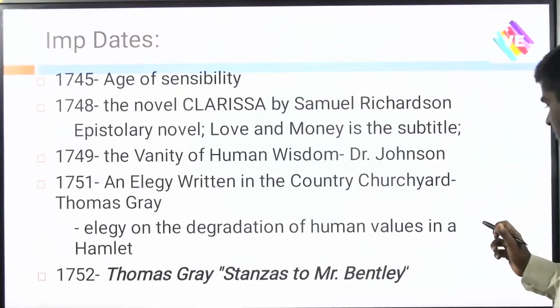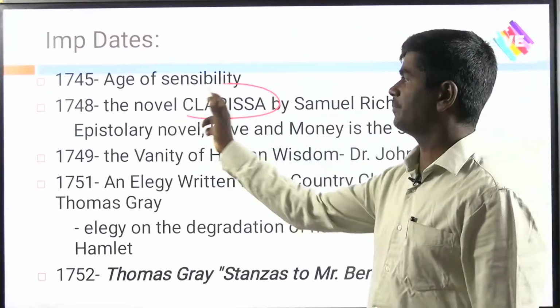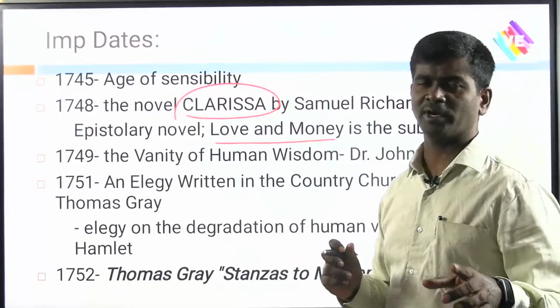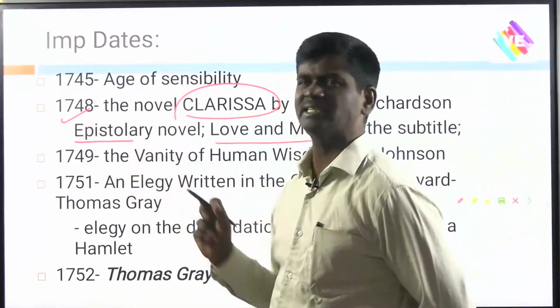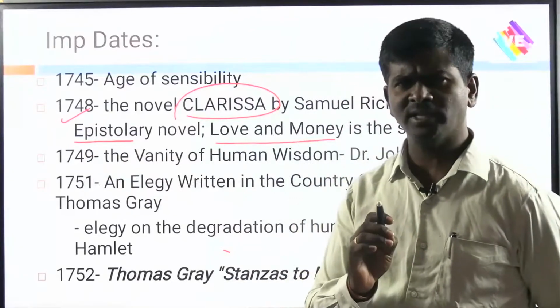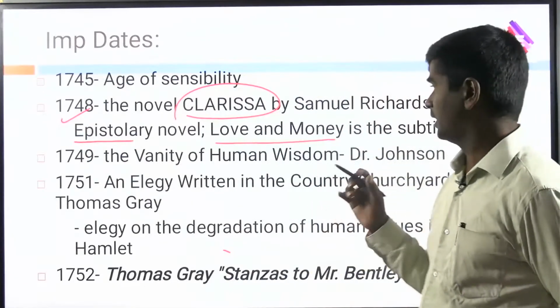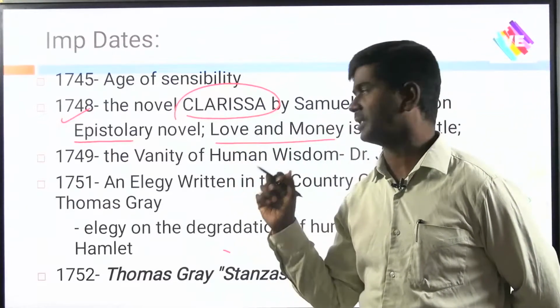As far as the UGC-NET or SET examination is concerned, Clarissa, and the subtitle of Clarissa is Love and Money. This is very important. Epistolary novel: this is an example of epistolary, epistle, letter. Any novel that is composed in the form of letters is called an epistolary novel. It is also an example of a psychological novel, Clarissa and Pamela.